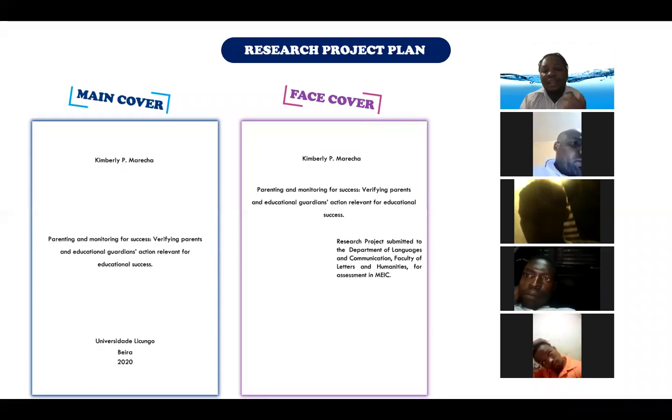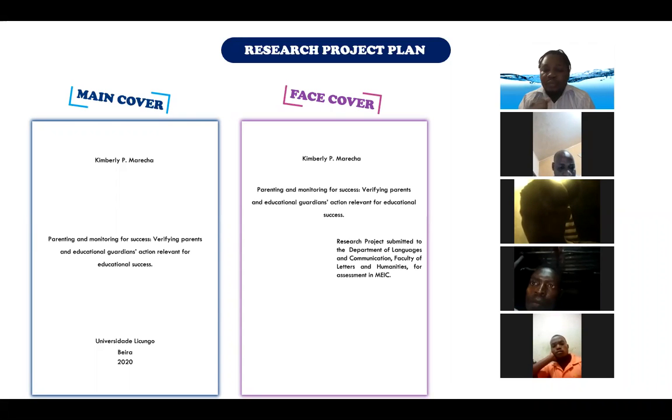It says, research project submitted to the Department of Languages and Communication, Faculty of Letters and Humanities for assessment in Make. So what this statement does is tell us what kind of paper this is, to which department it was submitted, and what was the purpose of writing this paper and submitting it to that department or to the lecturer in that department, right? So you need to have this statement.